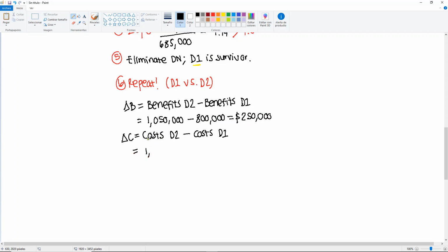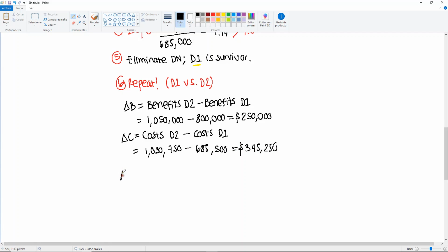Then again, we want these to be positive, and even though if we draw them, they will be going down, for the ratio we don't want a negative ratio, so that's why we need to get the absolute value of the costs. It's 1,030,750 minus 685,500. This will give us 345,000.